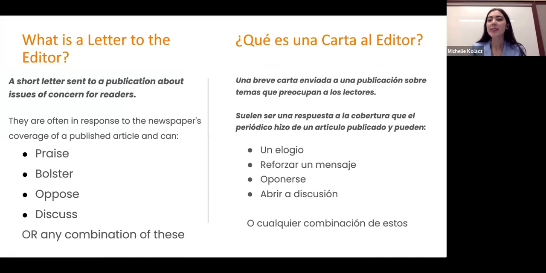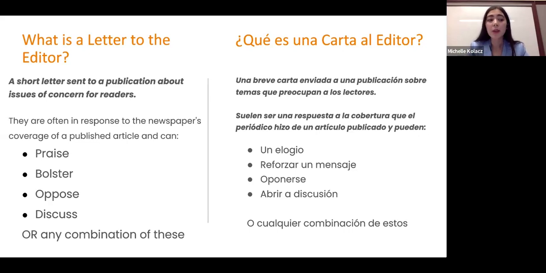Thank you, Annie. Before we get into the process of writing a letter to the editor and how to improve that writing process, we first want to get on the same page of what a letter to the editor, or an LTE, is. A letter to the editor is a short letter sent to a publication about issues of concern for readers. They are often in response to a newspaper's coverage of a published article, and they can do a number of things. You might read something and entirely agree with it, and you want to praise your newspaper for bringing attention to that issue. That can really reinforce that messaging and encourage them to write more on the topic.